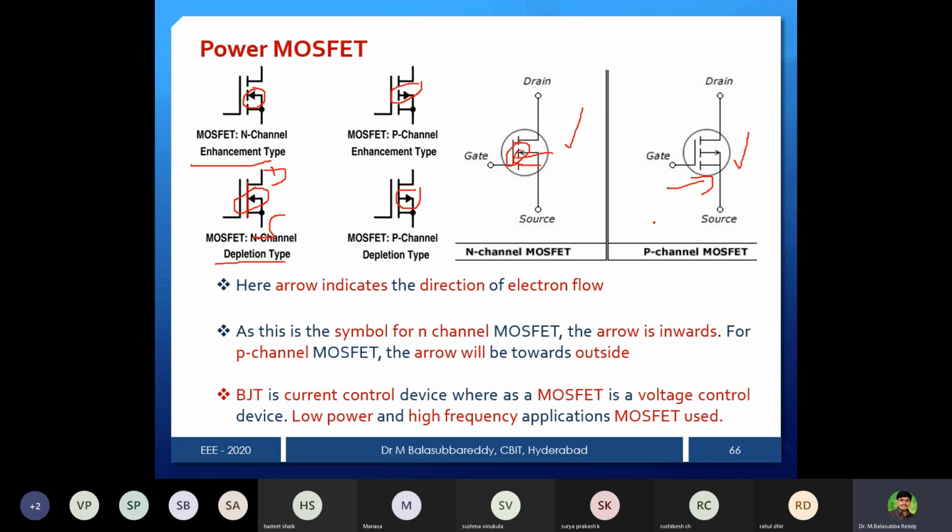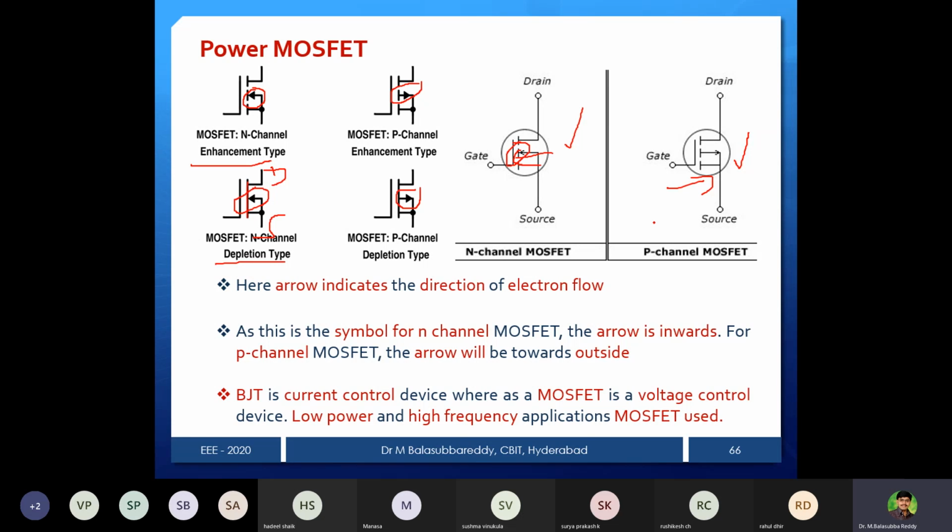That's why what we want to do is, if you apply the gate and source voltage and reach the threshold voltage, then the MOSFET will turn on. And if you remove that voltage, then automatically the MOSFET will turn off. So that's why the driving circuit is very simple here. And that's the reason we call it a voltage control device. And low power and high frequency applications we can use a MOSFET for. So these points you can remember for comparison purposes.